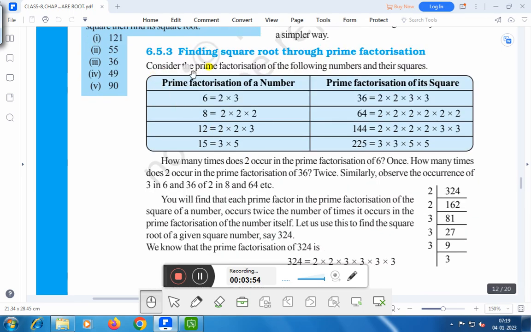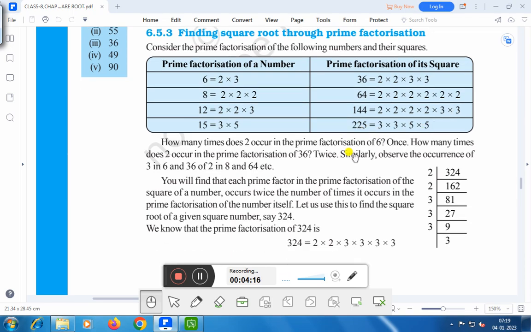Consider the prime factorization of the following numbers and their squares. 6 = 2 × 3, 8 = 2 × 2 × 2, 12 = 2 × 2 × 3, 15 = 3 × 5. Prime factorization of their squares: 36 = 2 × 2 × 3 × 3, 64 = 2 × 2 × 2 × 2 × 2 × 2, 144 = 2 × 2 × 2 × 2 × 3 × 3, 225 = 3 × 3 × 5 × 5.